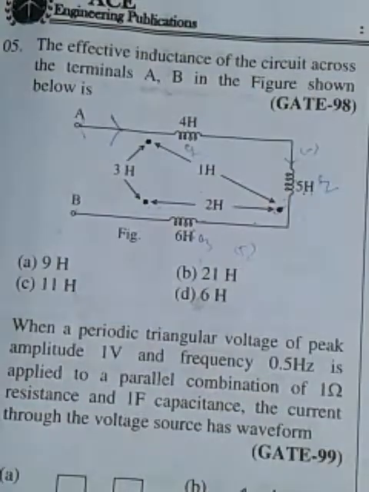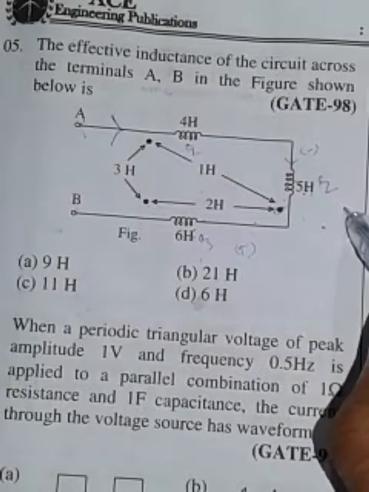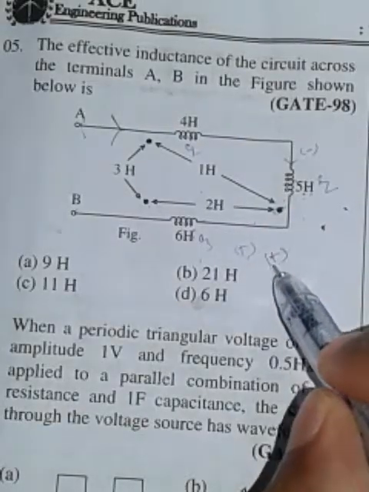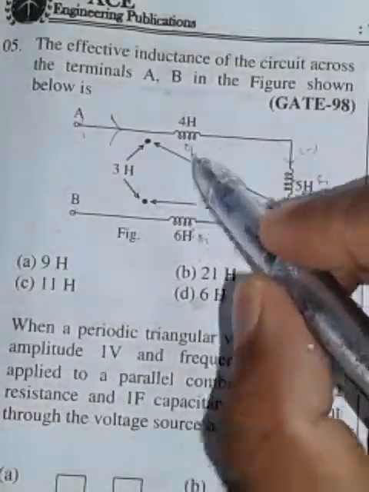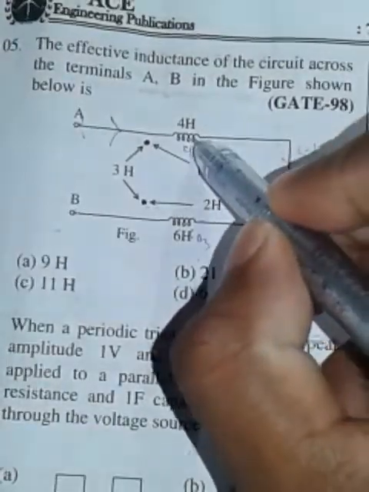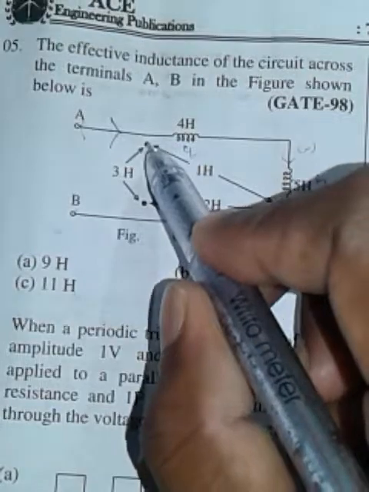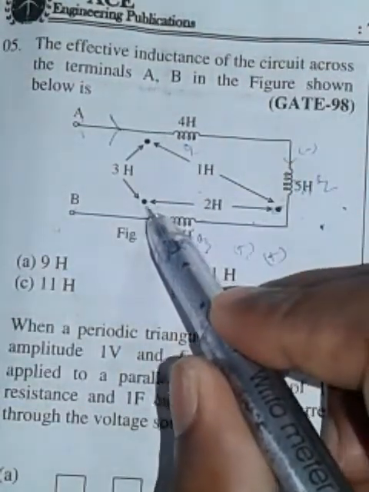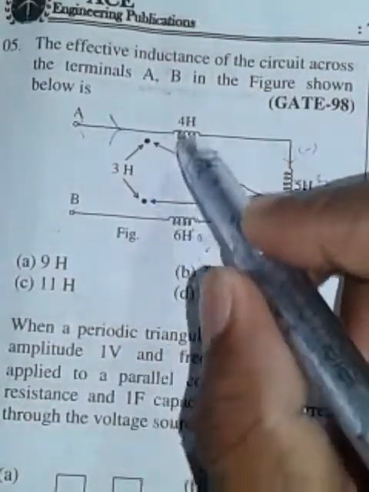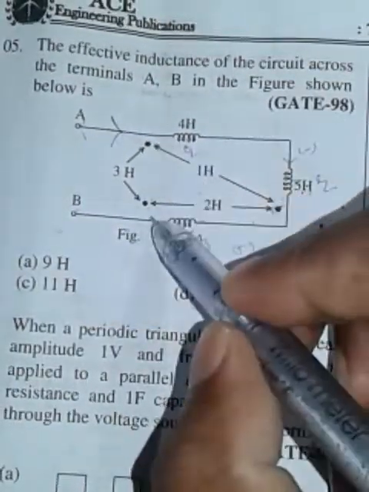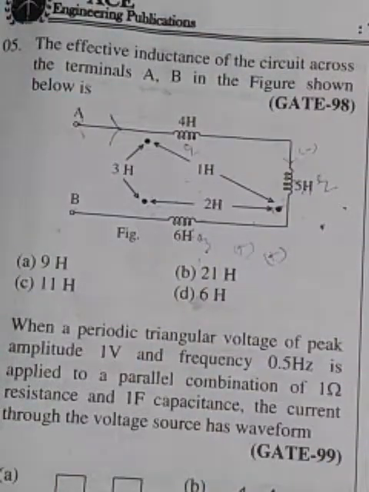According to the dot convention, when both dots are the same, either both ending points or both starting points, and the mutual turns are in the same place, we have additive in nature. When they are opposite, like L1 and L3, this dot is the starting point but the L3 dot is the ending point, so the mutual inductance between them is subtractive in nature, because here ending, here starting, so it is opposite. So we will calculate for this problem.